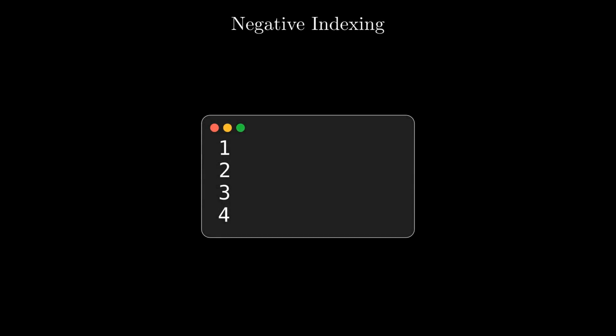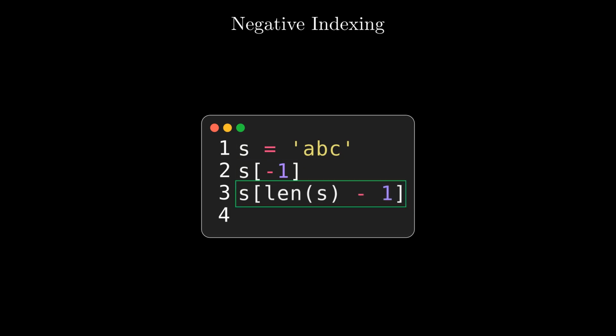Negative indices count from the right. The last character sits at index -1, the second to last at -2, and so on. For our string, s[-1] returns C. There's an equivalent positive form: s[len(s)-1]. Python evaluates len(s)-1 first, getting 2, then retrieves s[2], also C. Negative indexing is the convenient shortcut, reaching the end without computing the length.